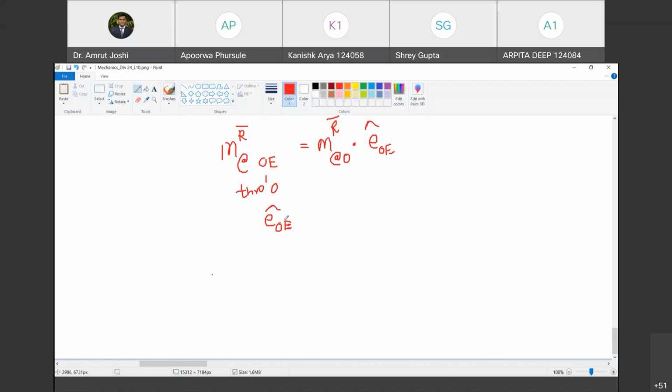Archit? Yes, sir. Okay. So now we are calculating unit vector in direction OE. So how do we do that? It is OE bar divided by magnitude of OE bar. Happy?